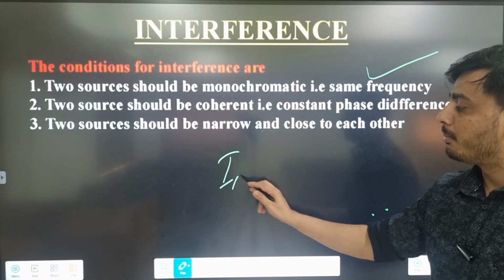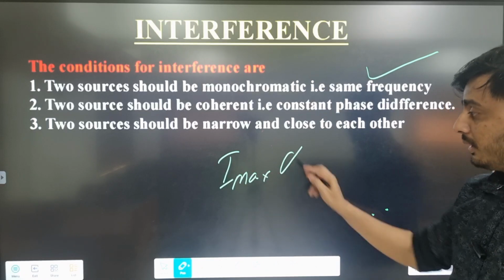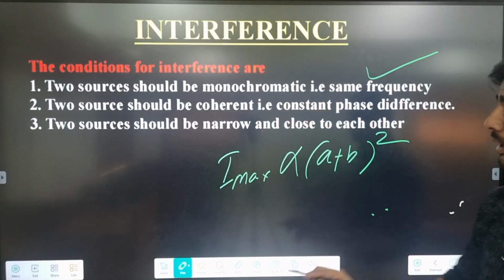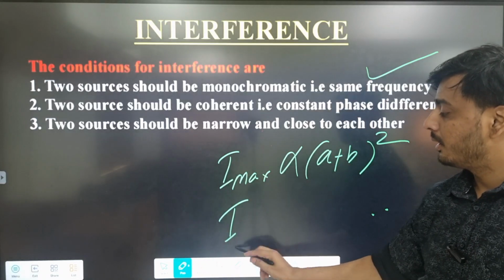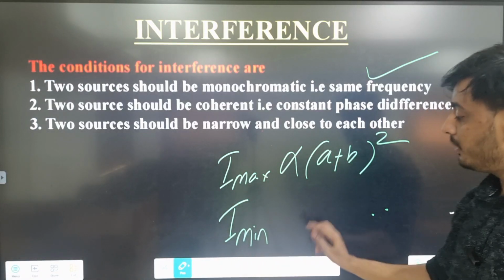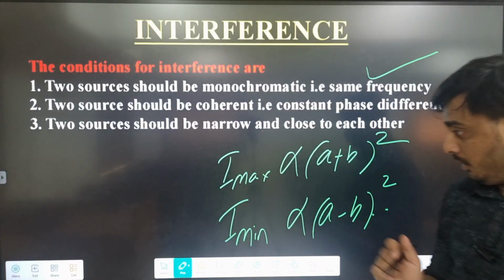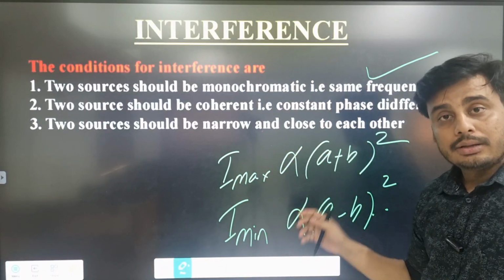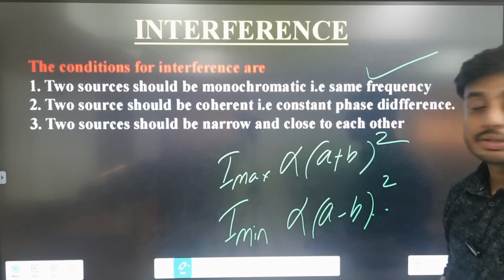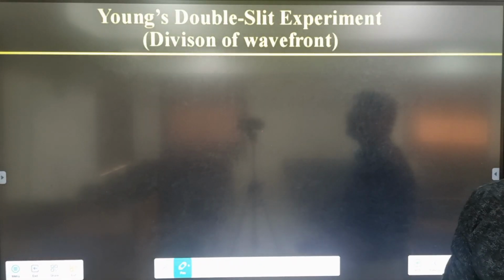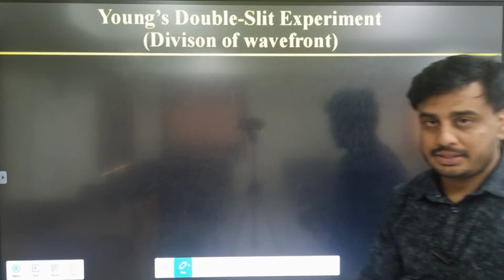We understand that for maxima, intensity is directly proportional to A plus B square, and for minima or destructive, intensity is directly proportional to A minus B square. Remember this formula, you will get numericals regarding this formula. So next we will discuss Young's double slit experiment.